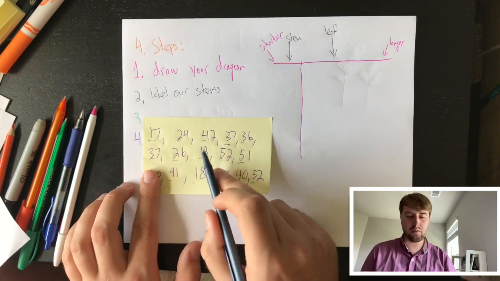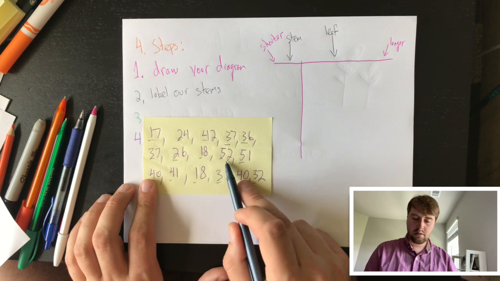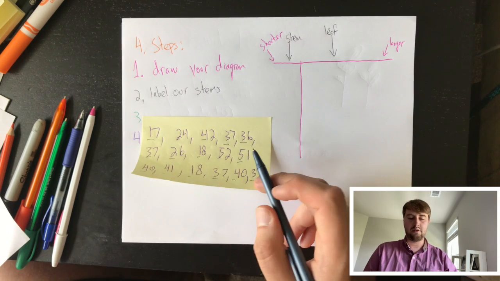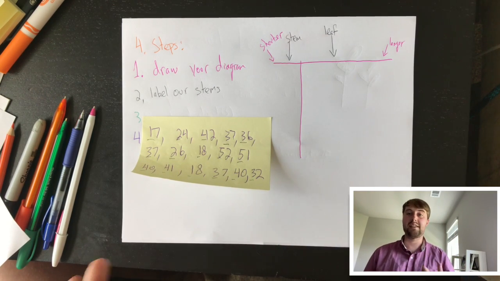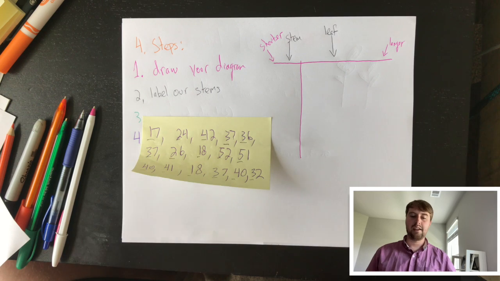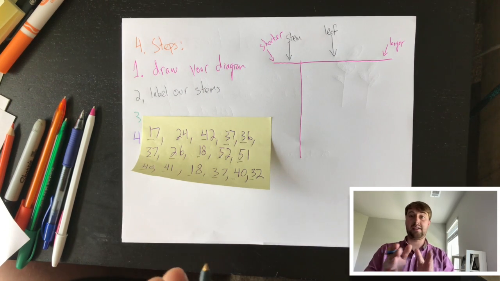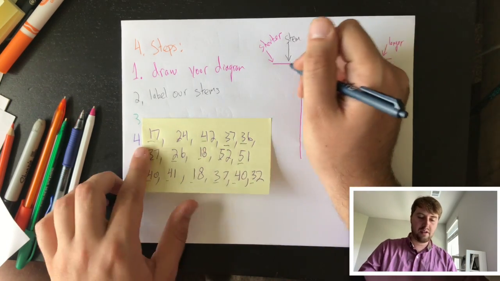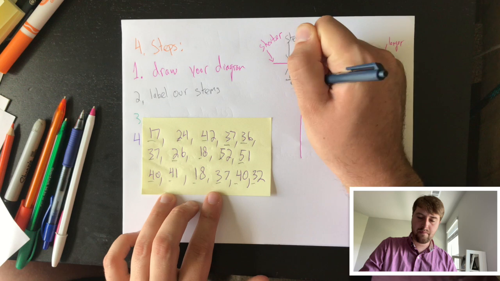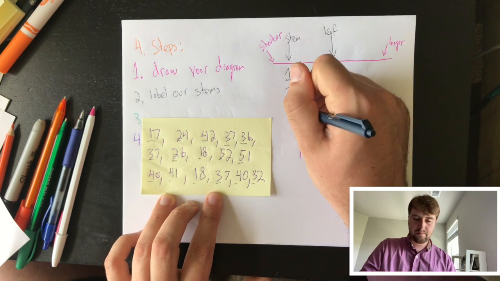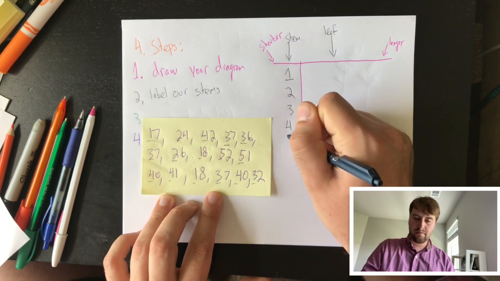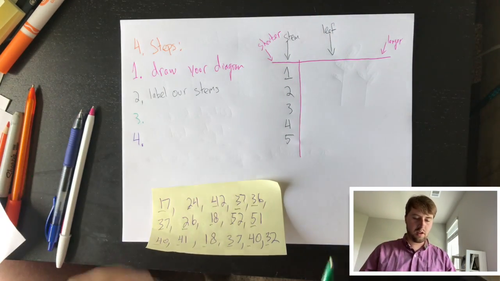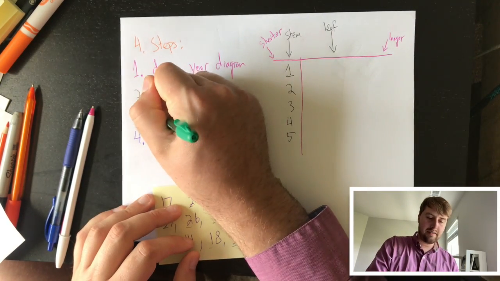So here we have a 1, 2, 4, 3, 2, 1, 5. It looks like our numbers go from 17 to 52. Now for this, you don't necessarily have to put it in order from smallest to biggest, but we'll reorder. We'll actually do a draft and then a final copy. So our stems are going to be our first numbers. So we have a 1, a 2, a 3, a 4, and a 5. Our third step is going to be to plot the leaves.